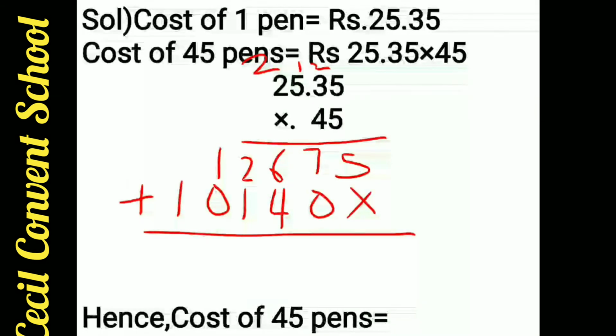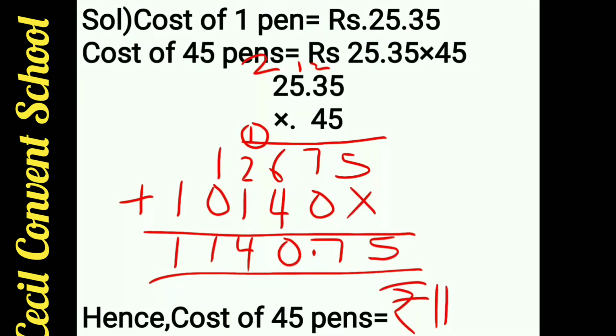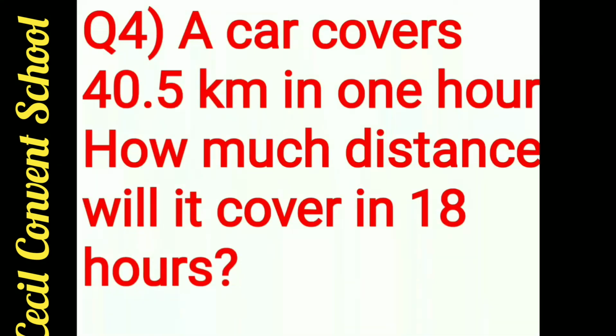When you add them, answer comes 5, 7, 10. 1 go on 2. It becomes 4. Then 1 will come as it is. So decimal is after two numbers. So answer is rupees. You can put a rupees sign like this manner also. 114.75. Clear? This is your answer number 3. Hence line is mandatory and unit is also necessary to put. Clear? Now we do question number 4.